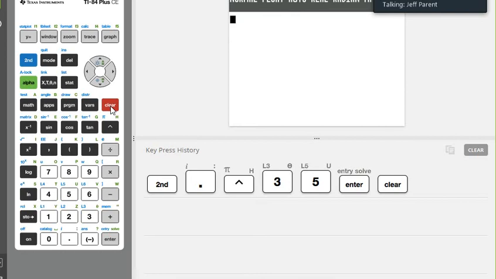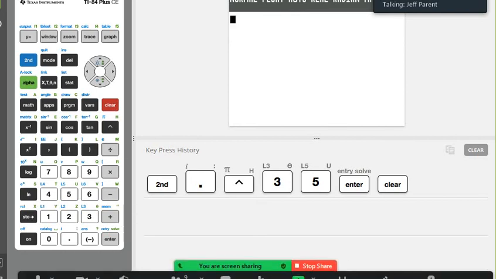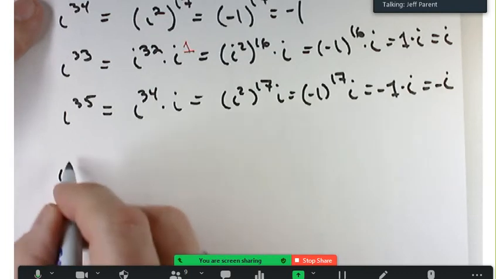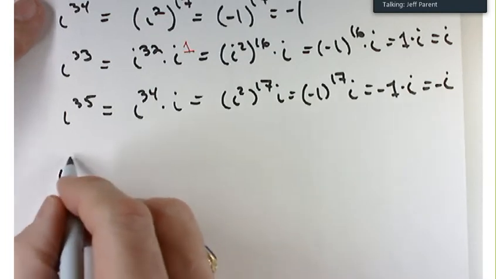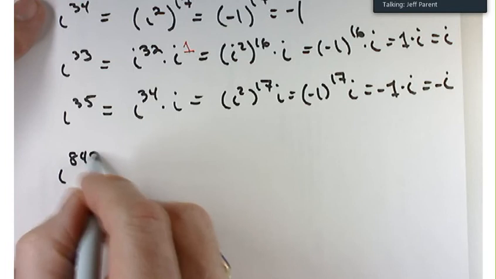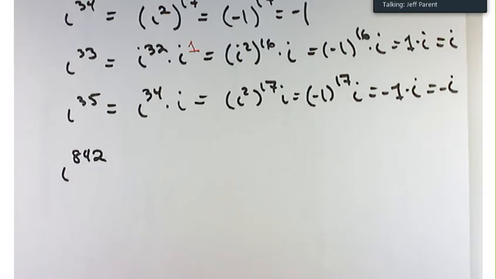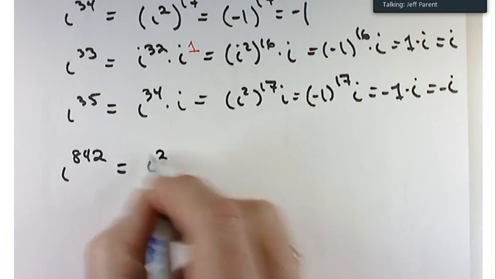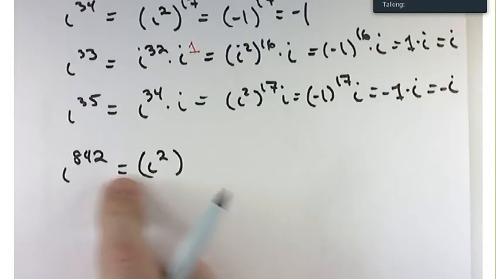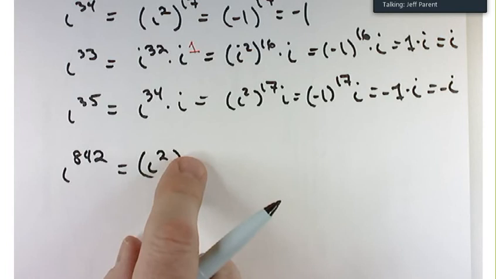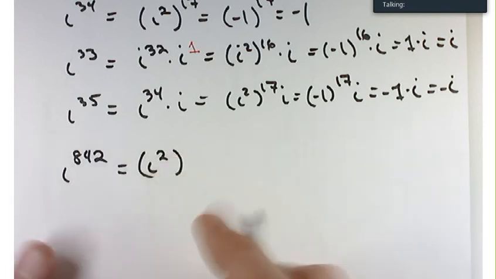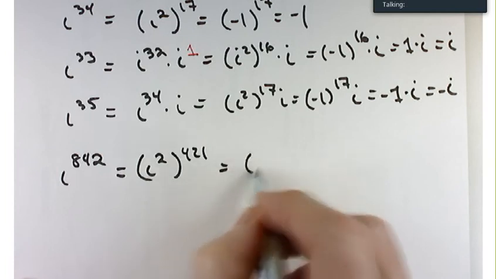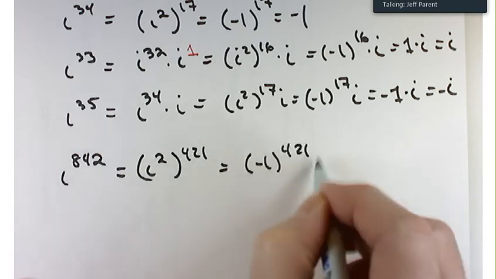But here's what I could do. I could give you something a little different, and it still works the same way. i to the, let's do 842 power. It's still exactly the same thing. I'll start out by writing it as i squared. To what power, though? What power am I going to use? 421. Which is negative 1 to the 421 power. That's negative 1.